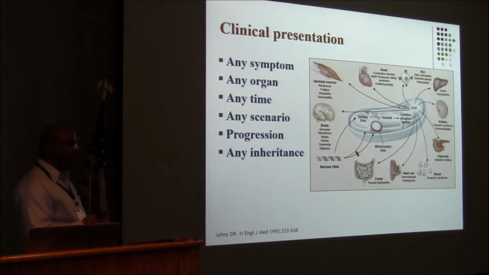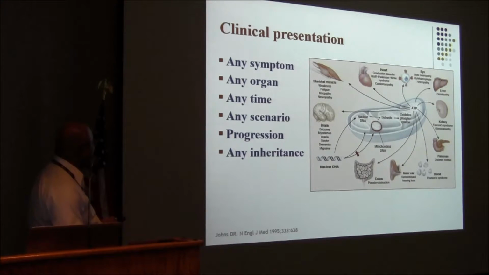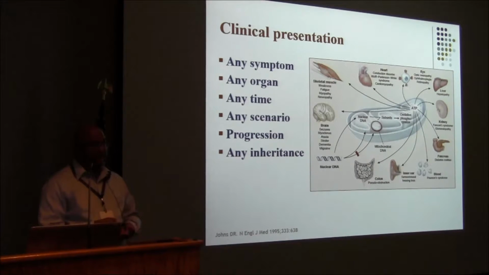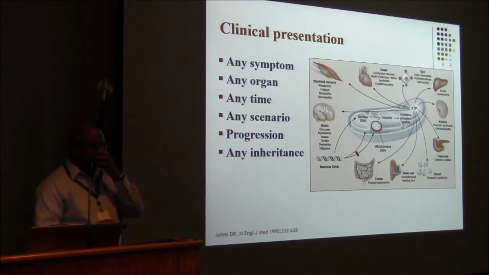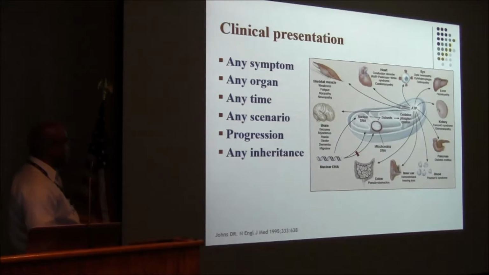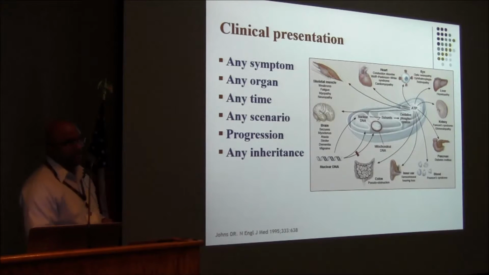So this is the most interesting slide. What is the clinical presentation? I'm sure Dr. Sharpen agrees with me. So any symptom, any organ, any time, any scenario, and the progression can be anything. It can progress pretty fast, or it can be in spurts. And the inheritance is also any kind of inheritance.